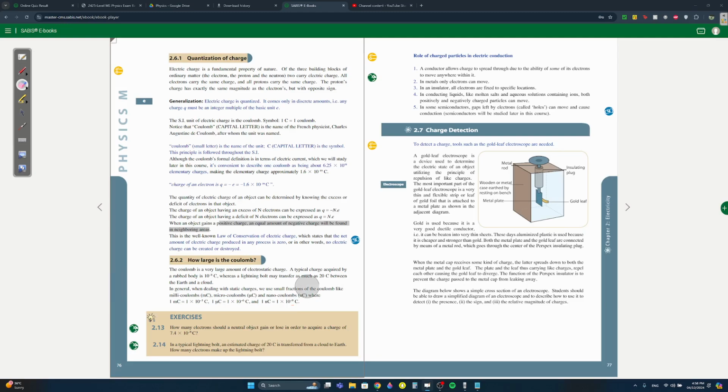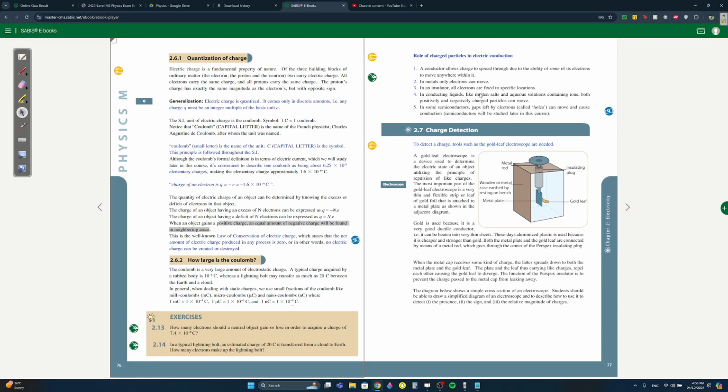Before I close this recording, a conductor allows charge to spread through due to the ability of some of its electrons to move anywhere within it. Memorize this, please. In metals, only electrons can move. In an insulator, all electrons are fixed to specific locations. I think this came as a multiple choice question in one of the AMSs.